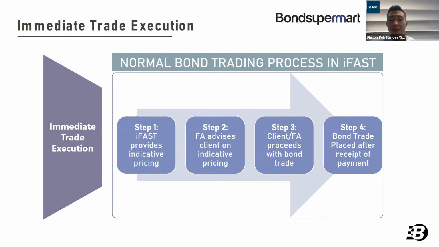So we give you the indicative pricing, all right? And then a financial advisor, which you will probably engage, will advise you on that pricing. And if you are satisfied with that pricing, we will proceed with the bond trade, as you can see in step 3. And then finally, it's just to sign it off, and you'll receive your receipt of payment, and the bond is with you in the next 2 or 3 trading days. Right, so it's a very seamless trading process over here in iFast Bond Express.